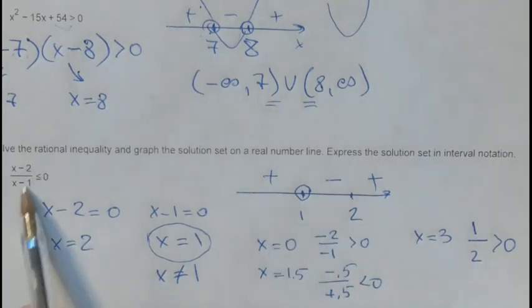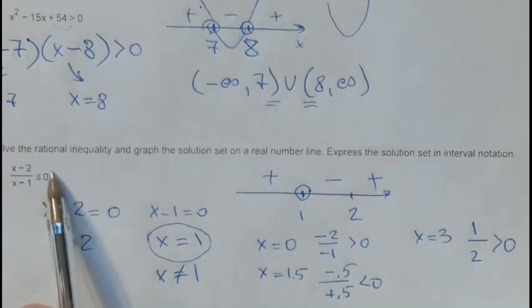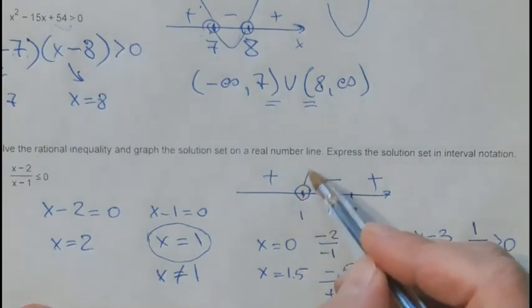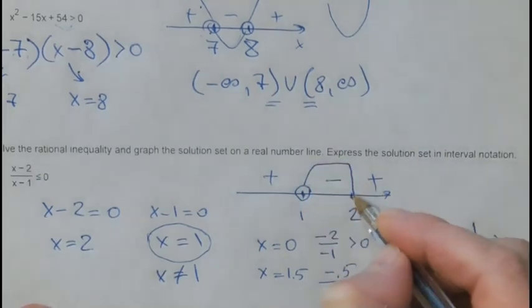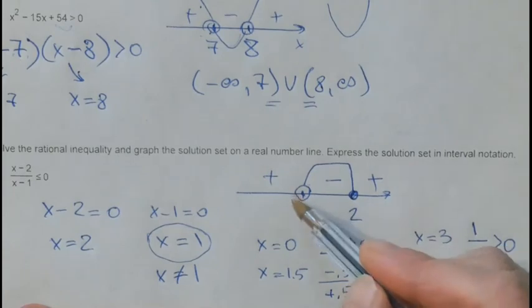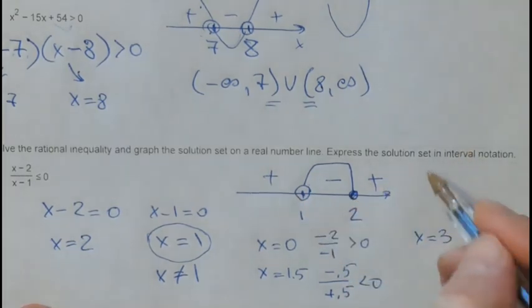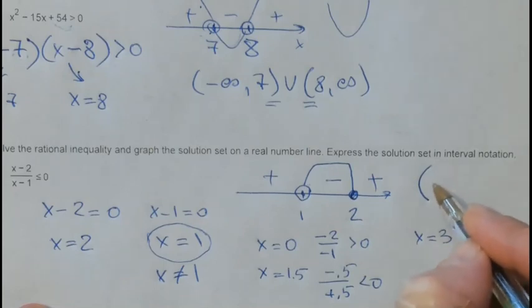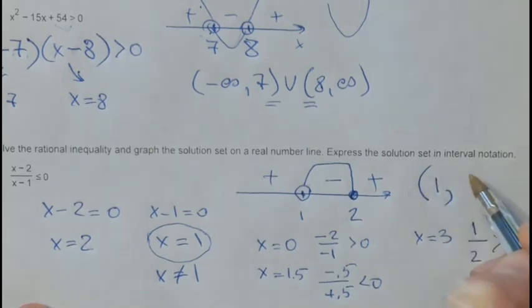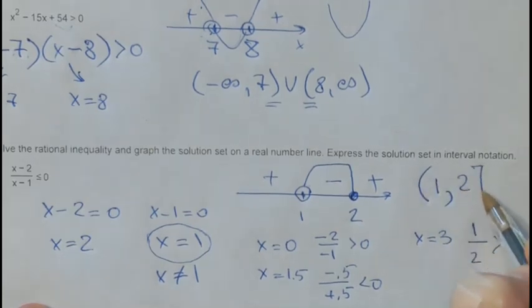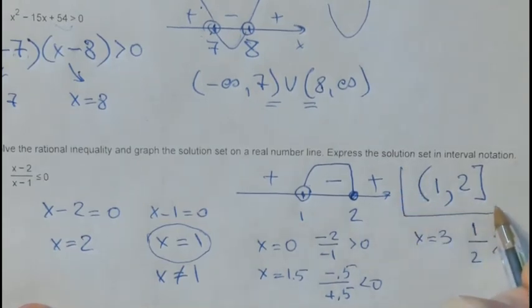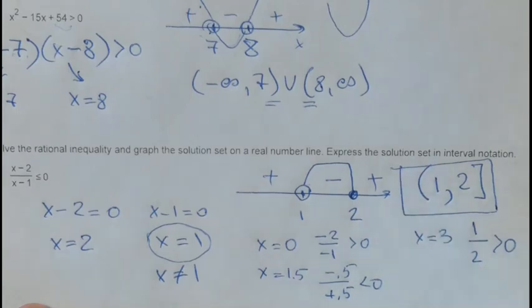So the question is where it is less or equal to 0. So it is definitely the middle interval. 1 is not included and 2 is included in the solution set. So we use a parenthesis on the left, the interval from 1, and a square bracket to the right. From 1 to 2, 1 is not included, 2 is included in the solution set.